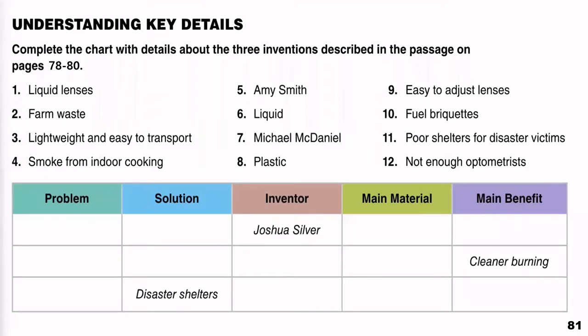Okay, understanding key details. All right, so you have some hints as to which ones are which. So for the first one here, you would have the inventor's name. For the second one, you have the main benefit. And for the third one, you have the solution. So of the 12 words or phrases, and names, you have names too, put them in the correct box. Problem, solution, inventor, main material, main benefit. And again, like I said, for the first one, the second one, and the third one, they're telling you which one it is to help you. So you have as much time as you need. Pause your video now.